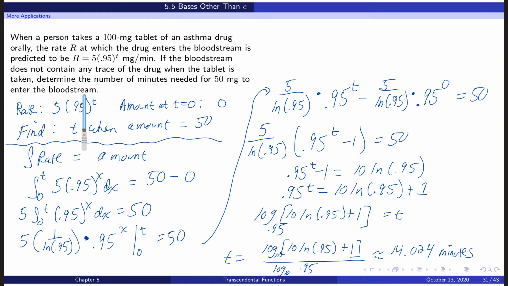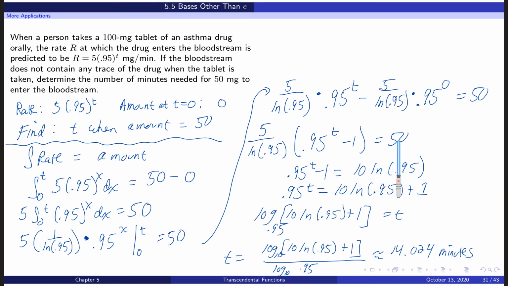So here's our rate function. At time equals 0, there was no drug in the body. Find the time when the amount equals 50. So the antiderivative of rate is amount. Bring the constant 5 outside. You need the antiderivative of this, which is 1 over the natural log of 0.95 times 0.95 to the x, evaluated from 0 to t, and it equals 50. Solve. Substitution and solve. I factored out 5 divided by the natural log of 0.95 and wound up with 0.95 to the t minus 1 equals 50.